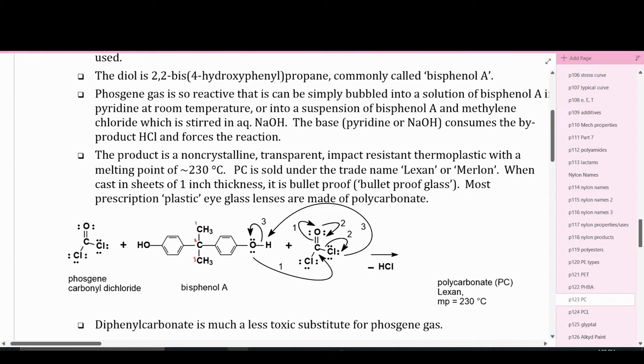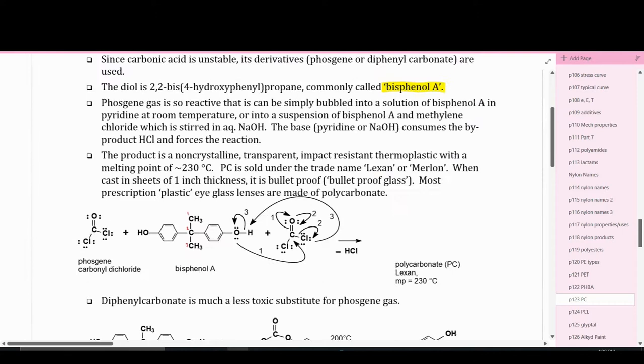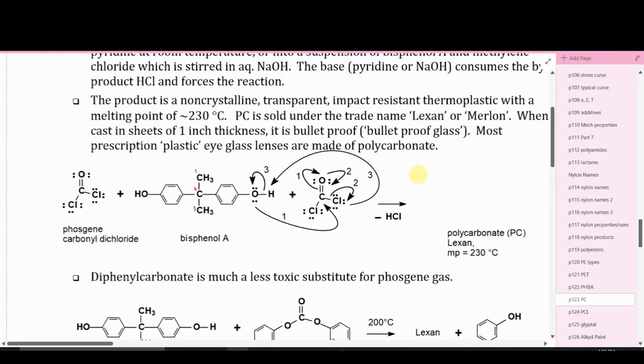And the common name for that is bisphenol A. Maybe you've heard of that. You probably have once I tell you about it. And I will in just a minute. Now, phosgene gas, here it is here, carbonyl dichloride, is so reactive that it can simply be bubbled directly into a solution of bisphenol A in pyridine at room temperature, or a suspension of bisphenol A in methylene chloride stirred in aqueous sodium hydroxide. So why the pyridine? Why the sodium hydroxide? Well, those are bases, and they would consume the byproduct HCl that you're going to see form in the reaction here.